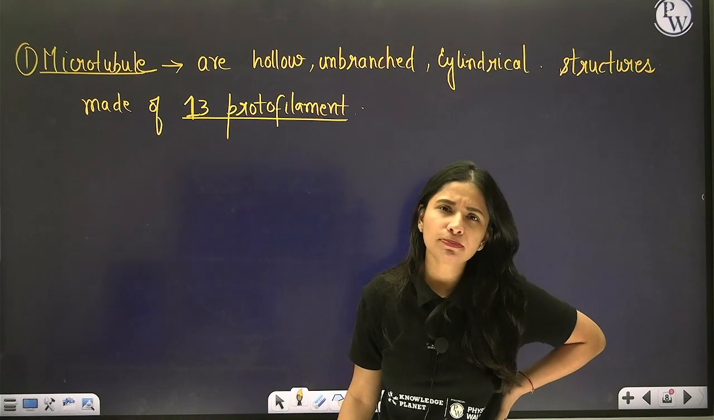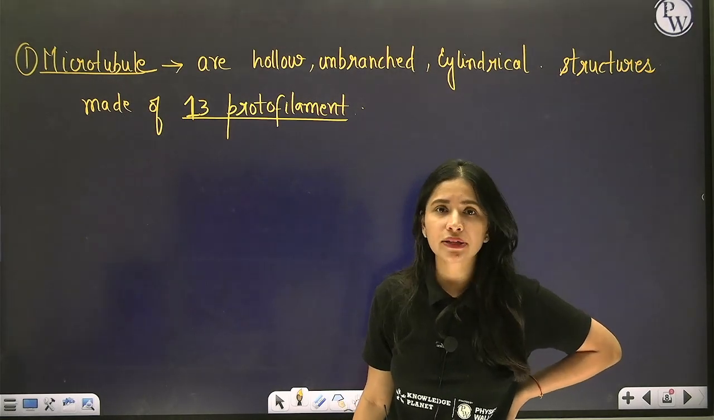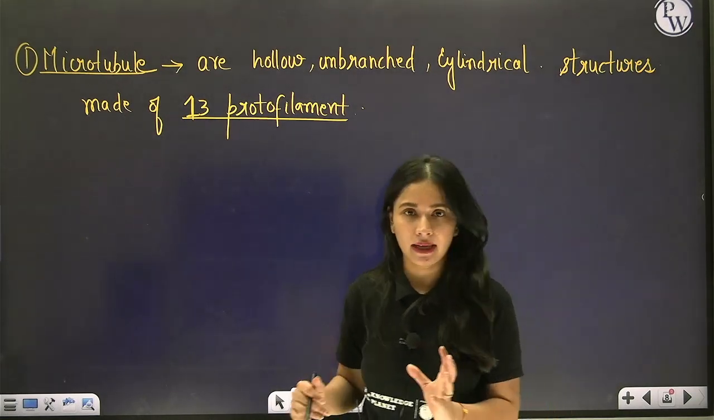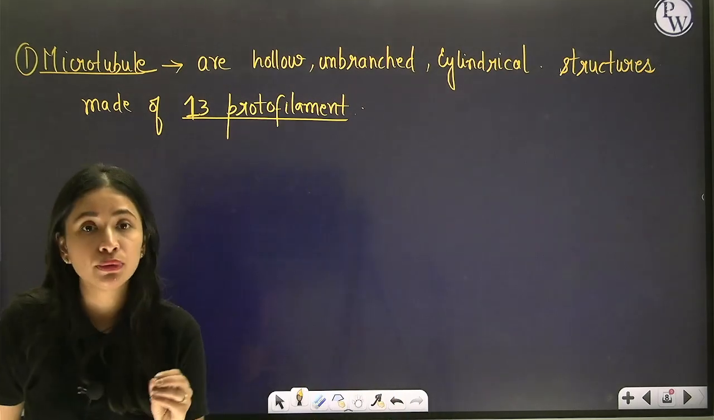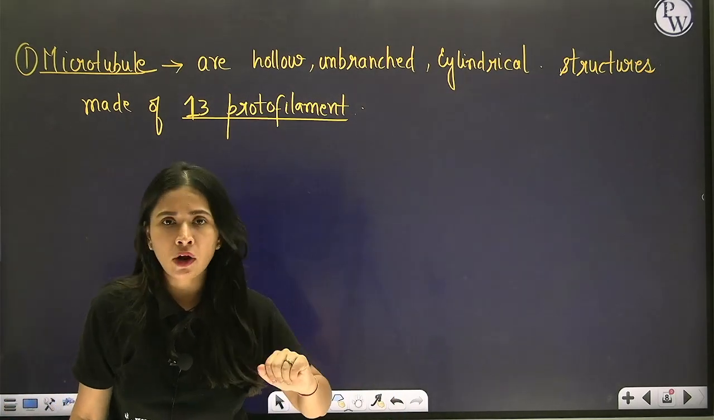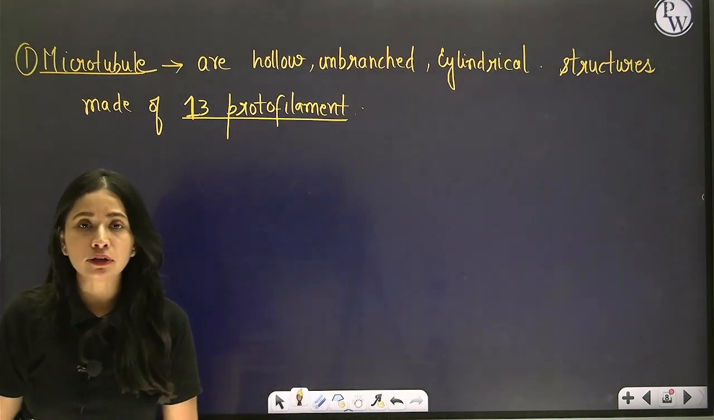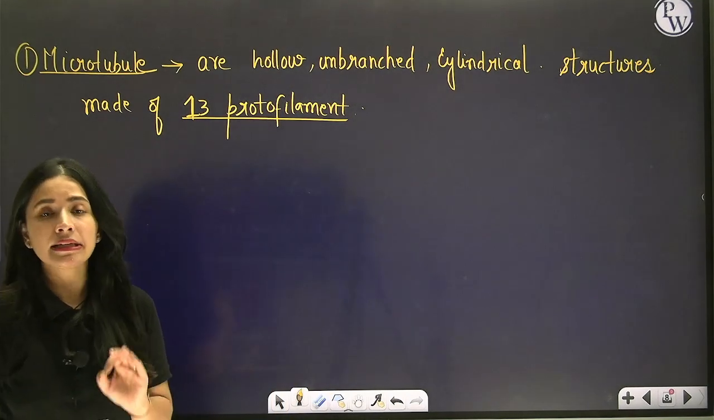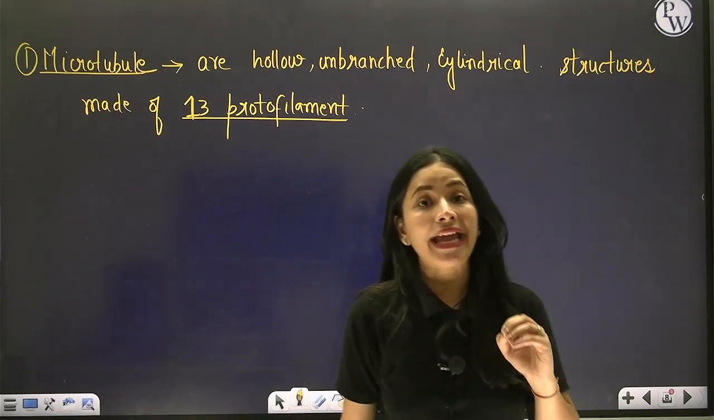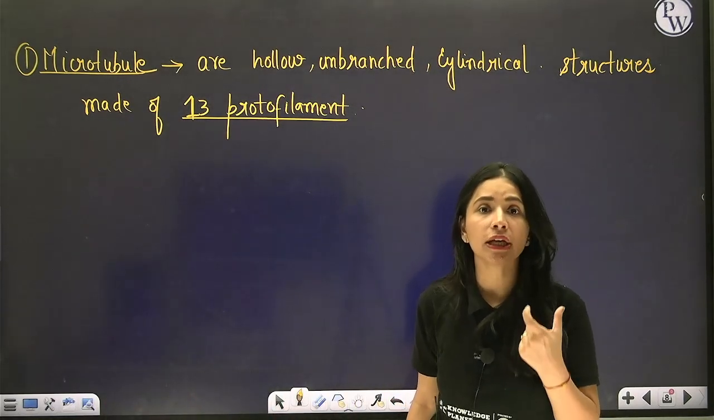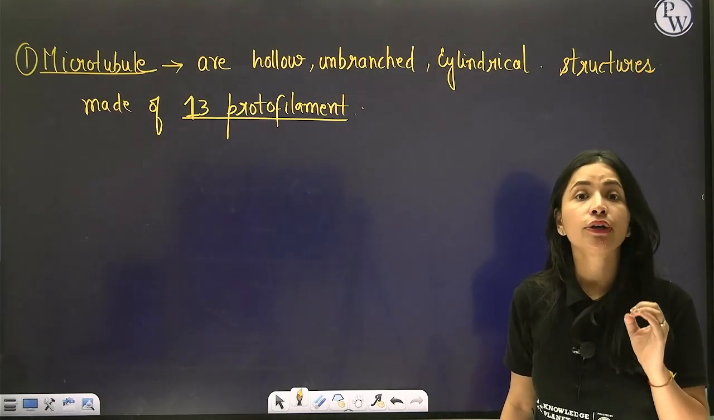And what is this protofilament? So for this, you have to start from the basics. Now, you know, microtubules are found in the cytoplasm of eukaryotes. Ma'am, why in eukaryotes? Why not in the cytoplasm of prokaryotes? So the reason is, beta, in the eukaryotic cytoplasm, there is the presence of a special protein called tubulin.